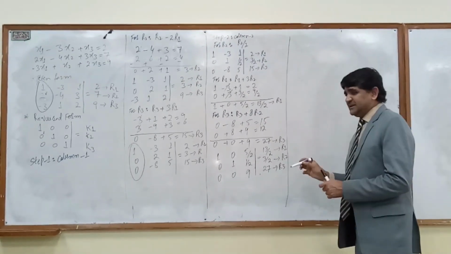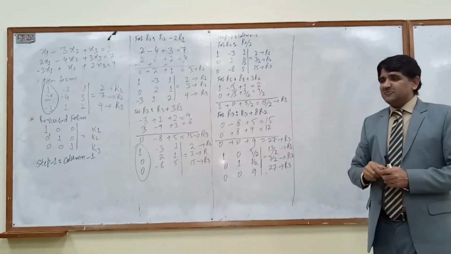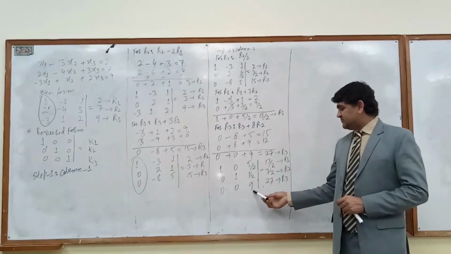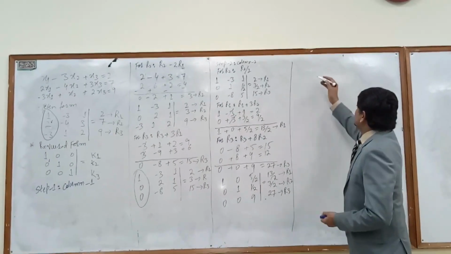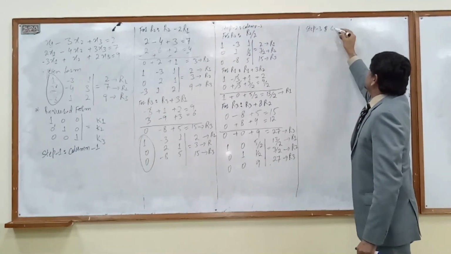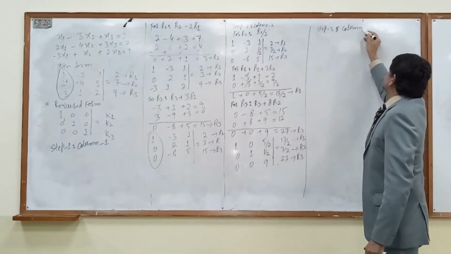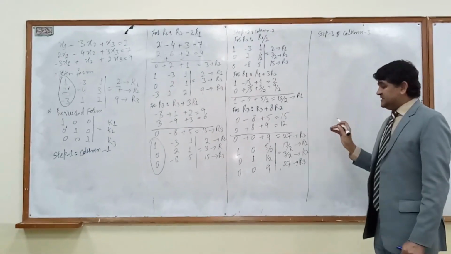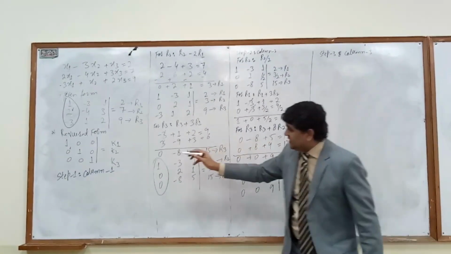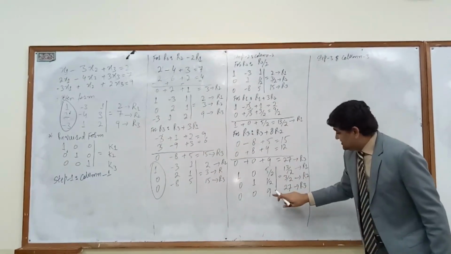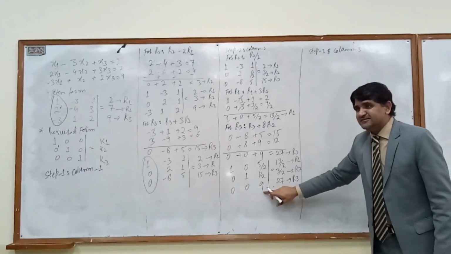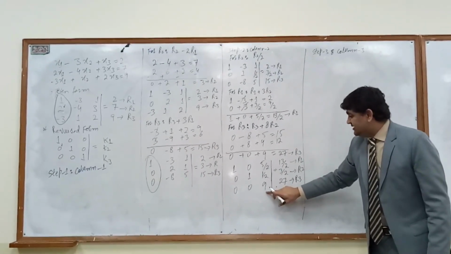Step 3 is related to column 3. Our operations will start from row 3. So in column 3 we start from row 3, and what is required in row 3? It's 1, 0. But what is given? 9. So we will divide row 3 by 9. Then we can get 1 here.